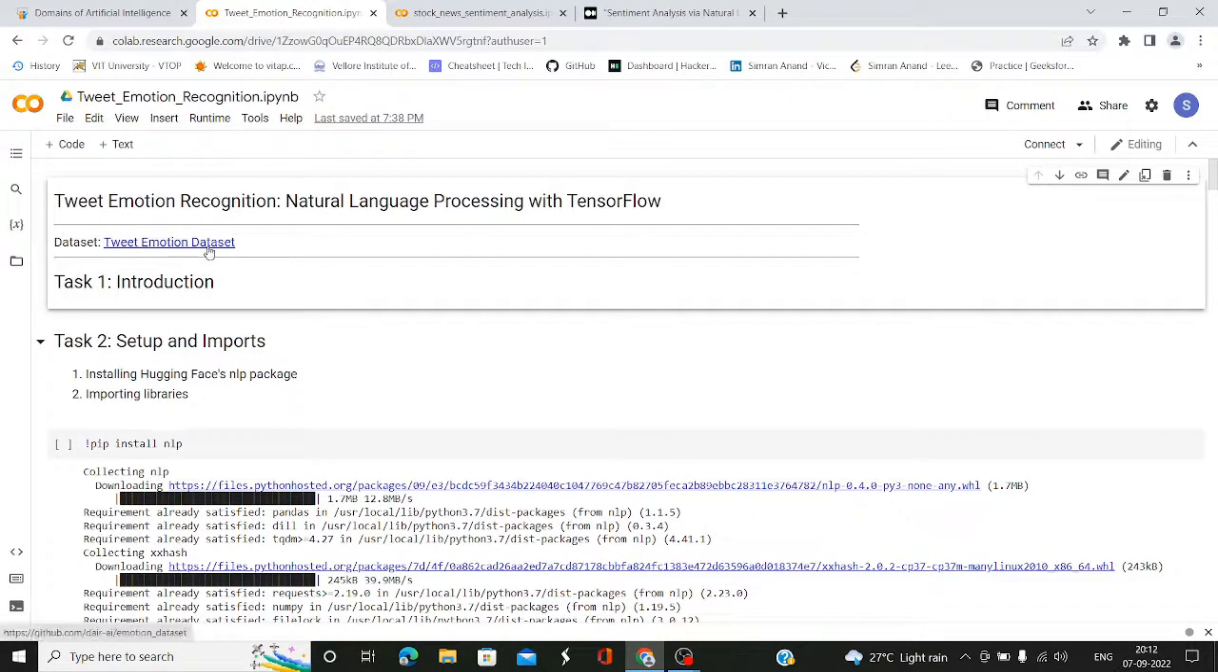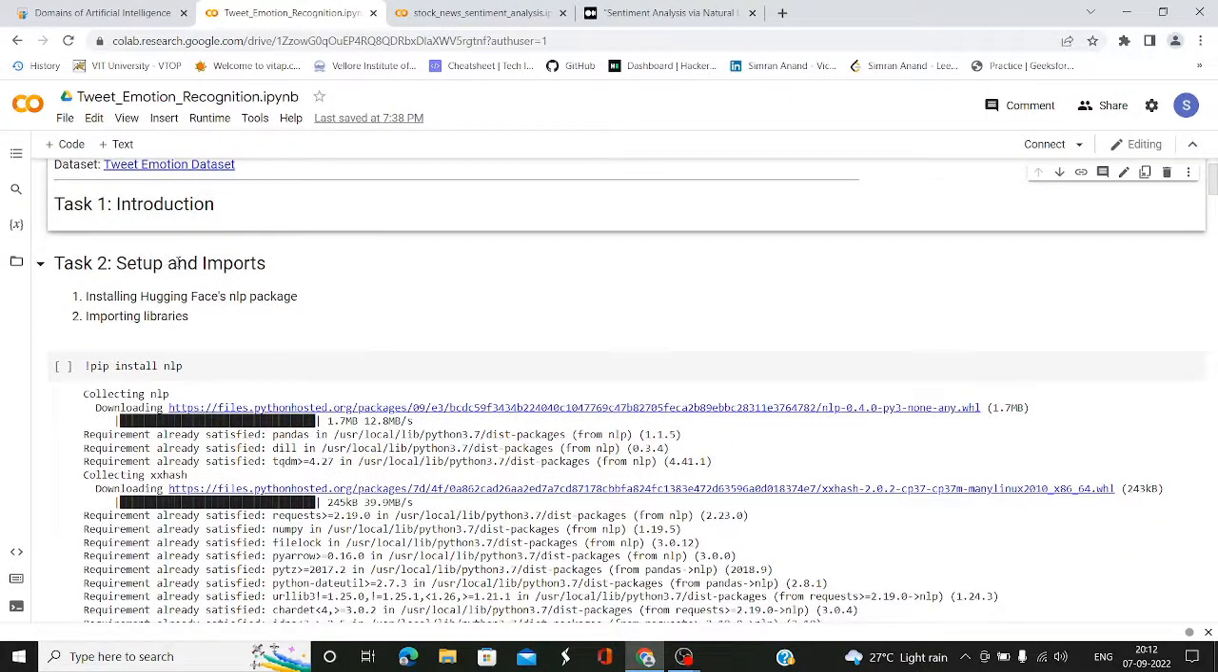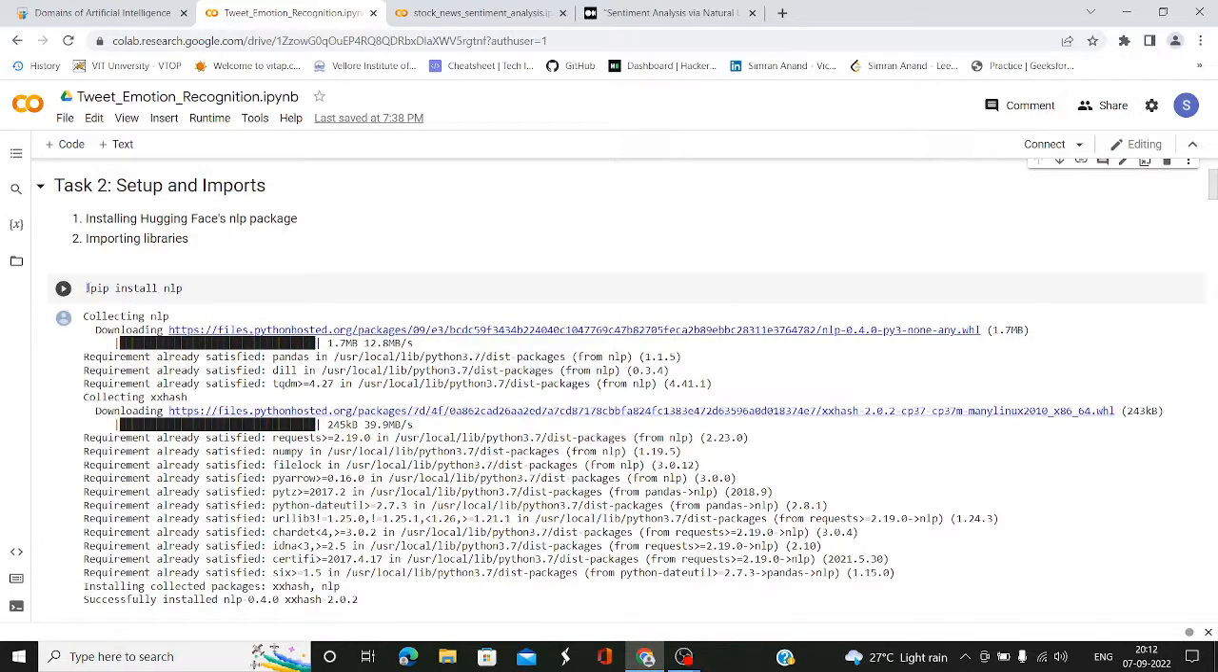This is a tweet emotion data set I have collected, and the first step is setup and imports, installing the Hugging Face NLP package. Hugging Face is a pre-built engine in natural language processing, which has a lot of pre-trained models as well as data sets. So this tweet emotion task is understanding what is the emotion behind a tweet. For that, I have used a data set collected from the Hugging Face NLP package. I've imported all the libraries using this command, exclamation pip install nlp.